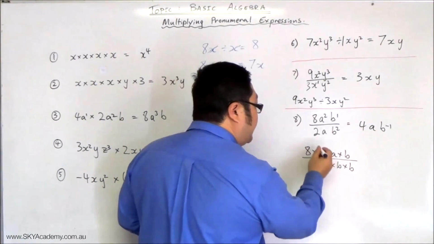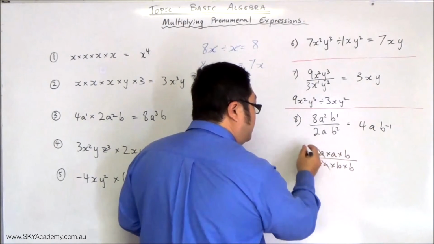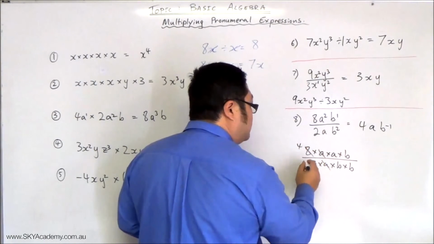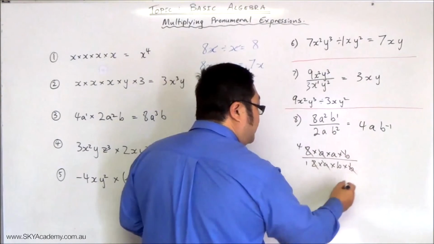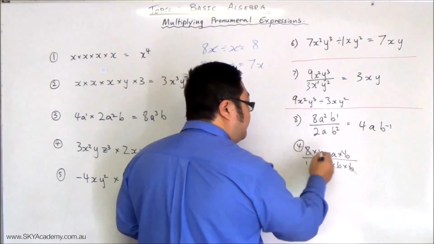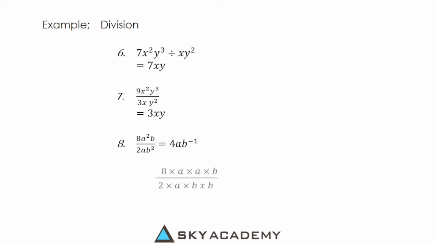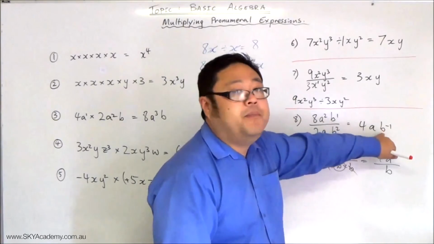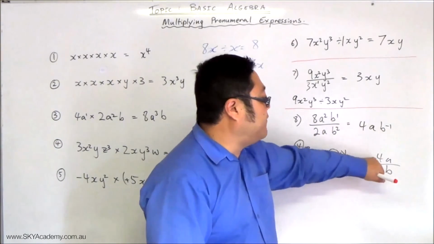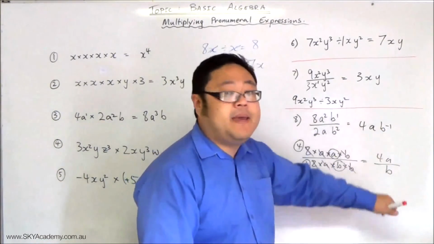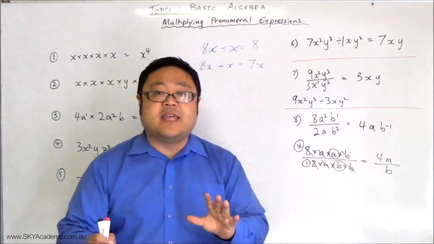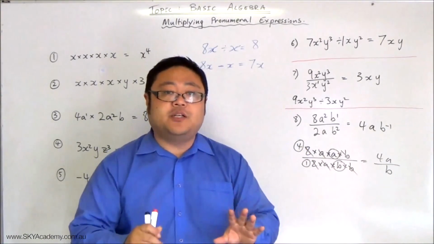So you can cancel that a with that a. 2 and 8 become 4 and 1. 1b with 1b. And on the top you have this 4 times a, which is 4a. And on the bottom you have 1 and b, which is b. Now, what I want you to notice is that 4a b to the minus 1 is equal to 4a over b. They're the same answer. Alright?